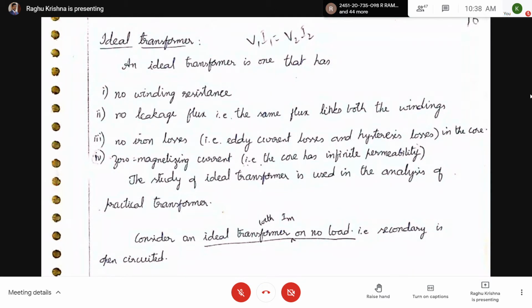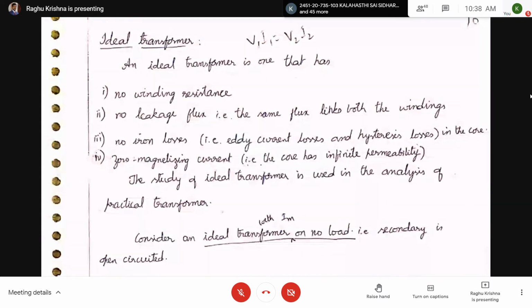Then we have to consider each effect, and here we are going to understand the practical transformer. So first we are going to consider the ideal transformer, whose operation and phasor diagram will be very simple. If you understand that one, then you can easily understand the practical transformer.